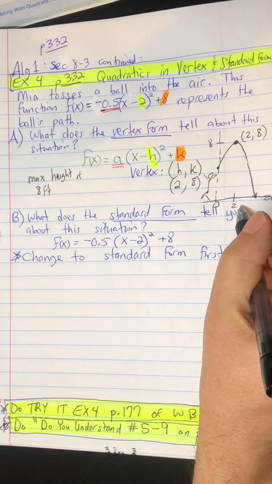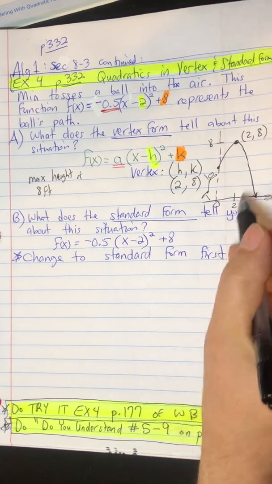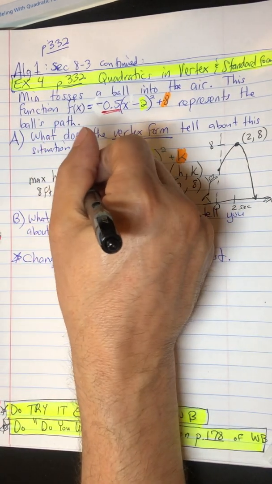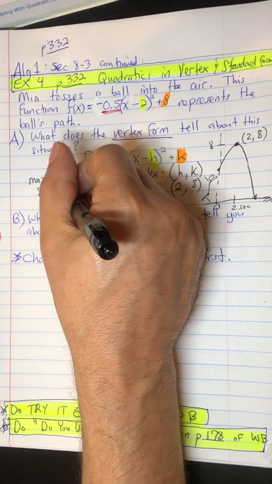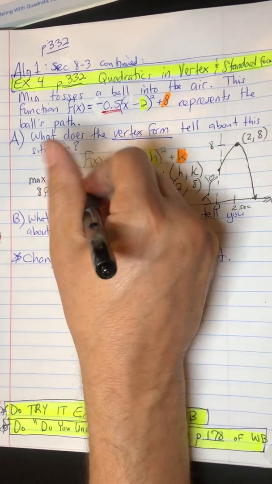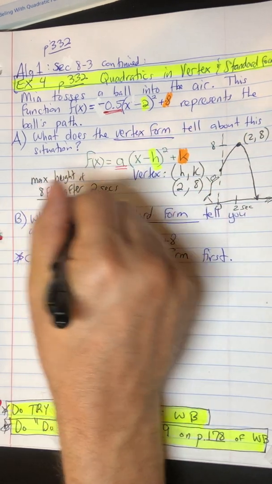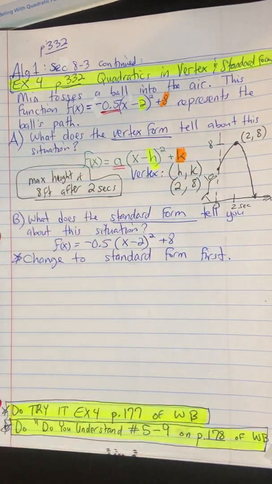after 2 seconds. This tells us time. X is time in this case. So the ball reaches a maximum height of 8 feet after, and X is time, 2 seconds. That's what the vertex tells us. It gives us information about what happened as she threw the ball in the air.